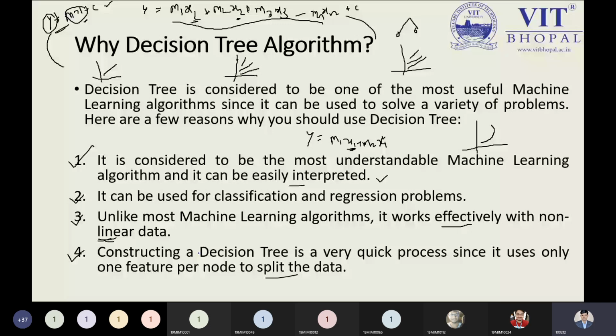In the next slide, we have seen, I'm talking about the fourth one. Constructing a decision tree is a very quick process. Why? Because we will split our information on the basis of the features.